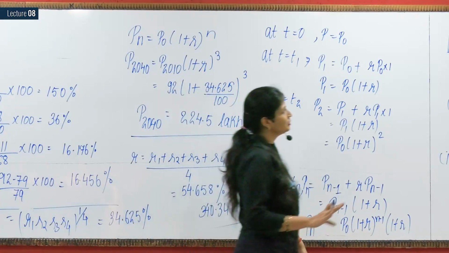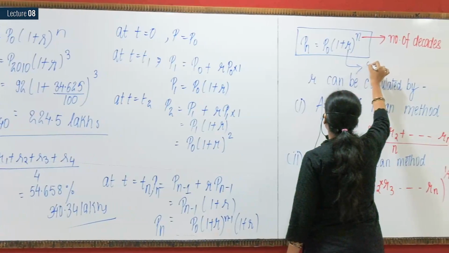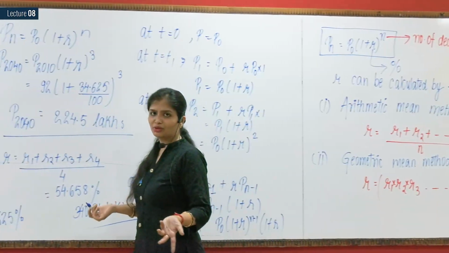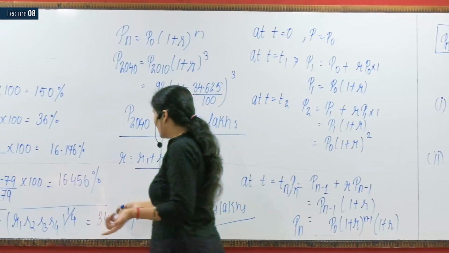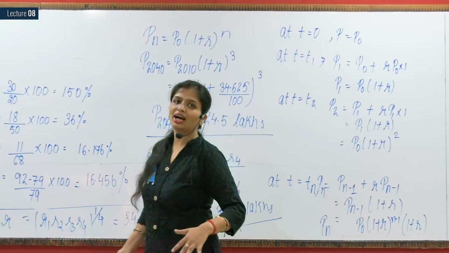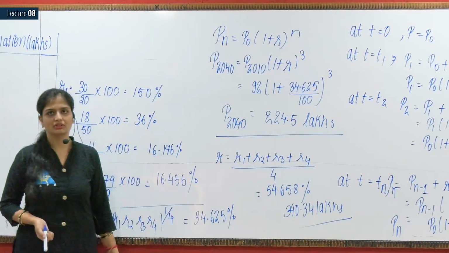In this, Pn is P0 (1 plus R), and R is in percentage. Remember this. Many of you do it like 1 plus 34.625. No, it is in percentage. So you divide it by 100 and then solve it. These silly mistakes, please don't make them.